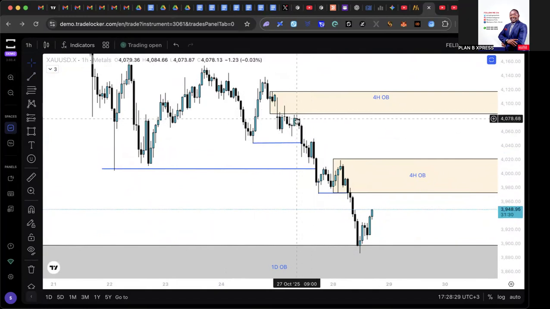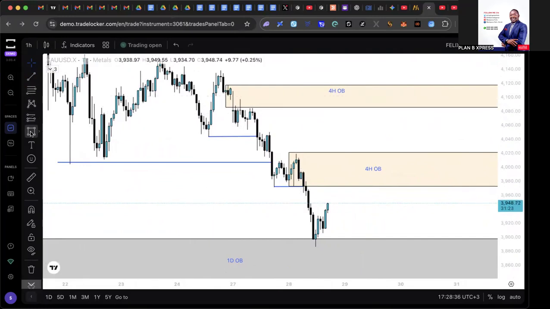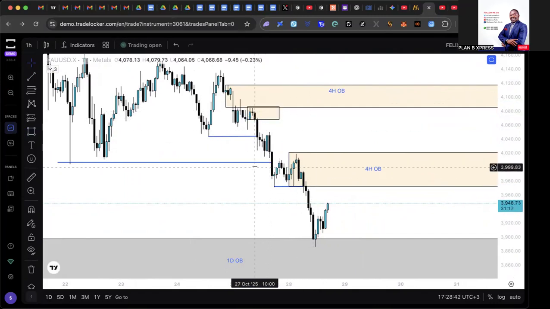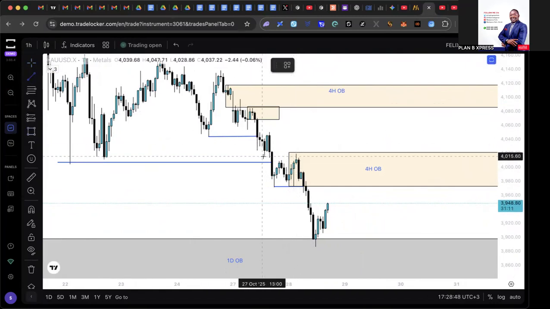Okay, now look at it. Look at 1 hour OB. I'm not going to mark it. It's just aligned with this, because it's going to be too much, okay? So you can just stop on 4 hours. This is 1 hour OB. Then we have another break of structure here. So we have another break of structure here.